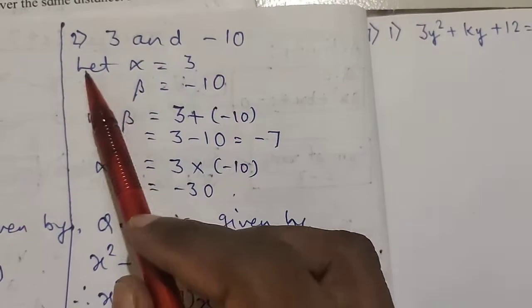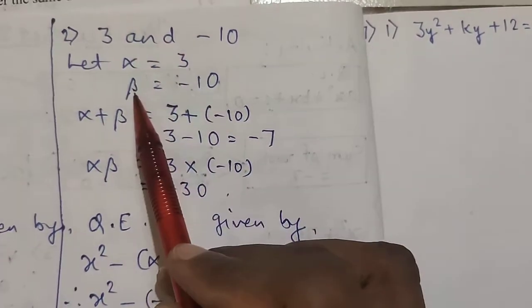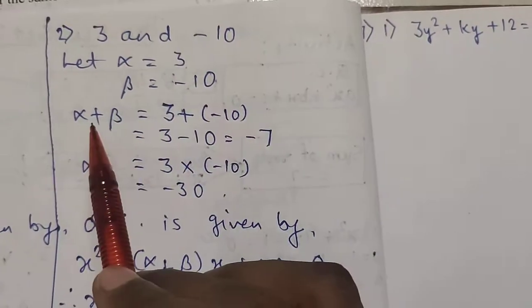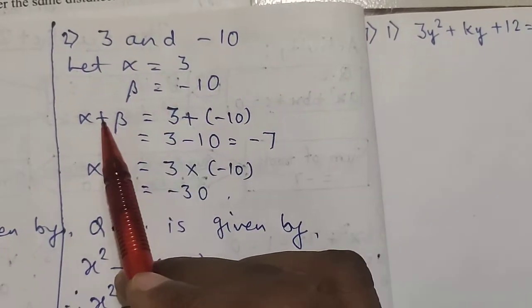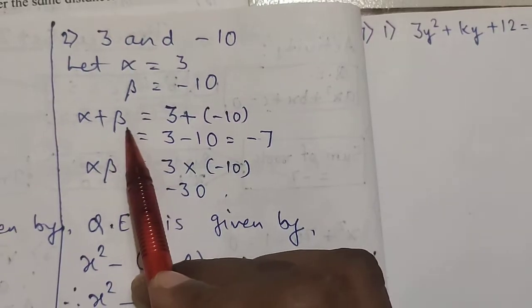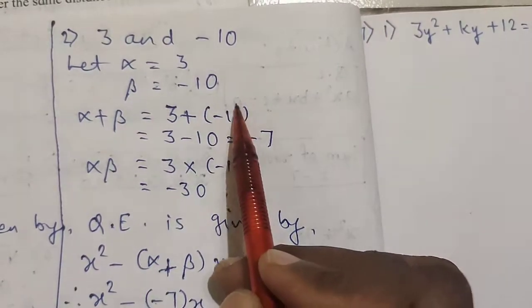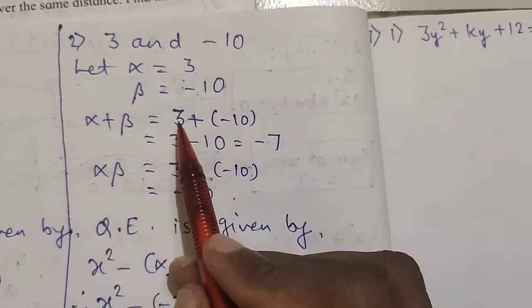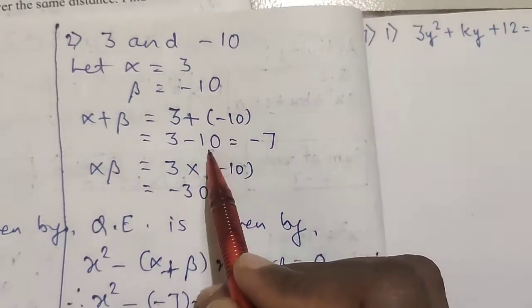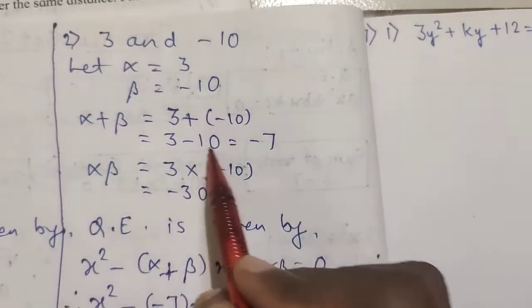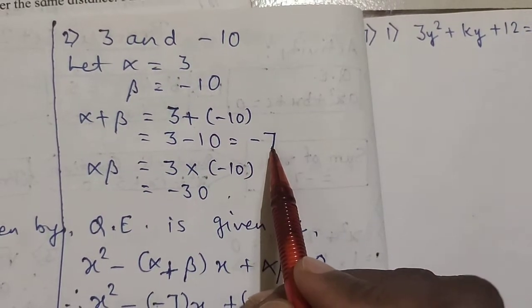You can see your first root alpha is 3 and beta is minus 10. In the same way, alpha plus beta. What is alpha? 3. Then the plus sign. Then what is beta? In place of beta you write minus 10. So this becomes 3 plus minus 10, that is 3 minus 10, and if you do 3 minus 10, you get minus 7.